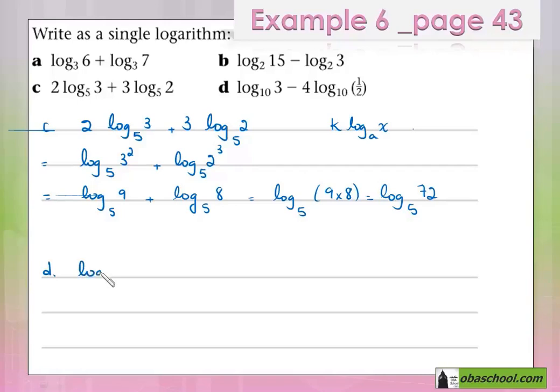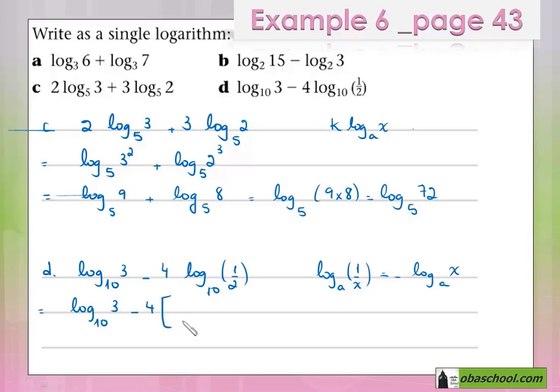Now moving on to the final one, d, log 3 to the base 10 minus 4 log half to the base 10. Now the first thing that you're going to have to do is to get rid of the 4 right here. And that would be through writing it as a power to the half. And so that would be log 1 over x to the base a, which is minus log x to the base a, the reciprocal. And so that would be log 3 to the base 10 minus 4 into minus log 2 to the base 10.